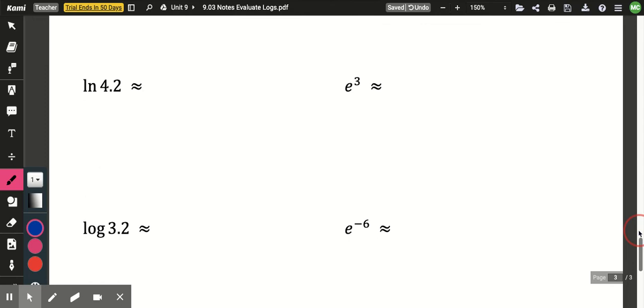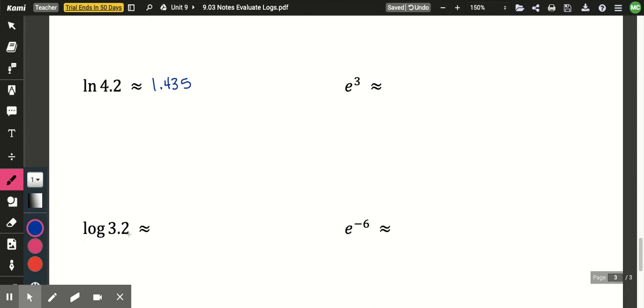Okay, so my next one, natural log of 4.2. You can go ahead and try that one because we already did a natural log, so you could pause the video here and give that one a shot and see what you get. Mine says 1.435.